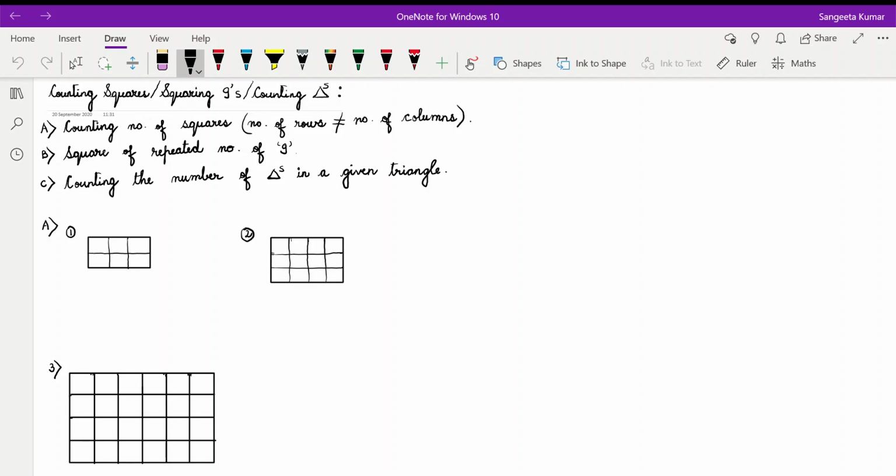Now in my previous videos, I have dealt with knowing the number of squares when the number of rows and columns are same. I will be sharing the link of the same in the description box below.